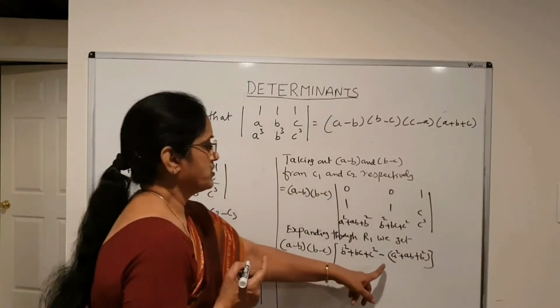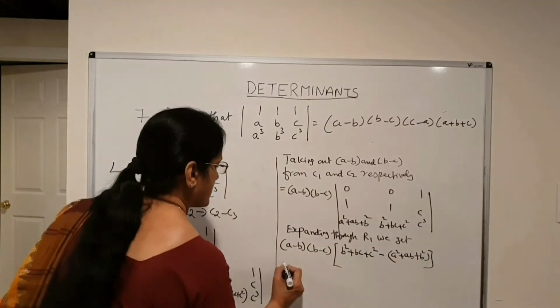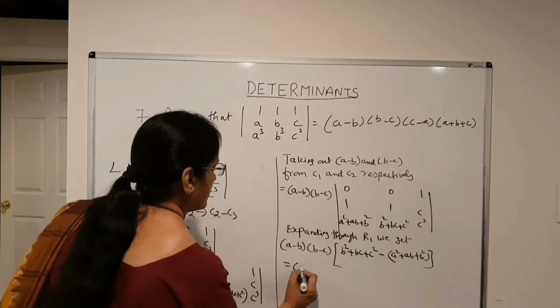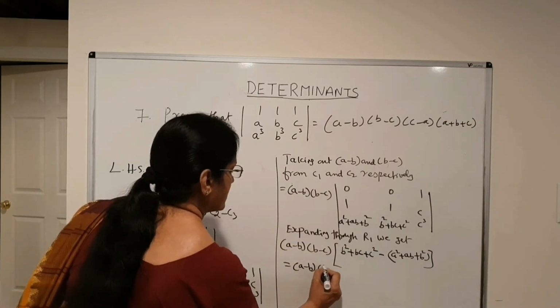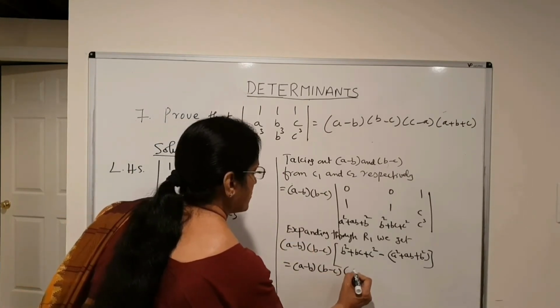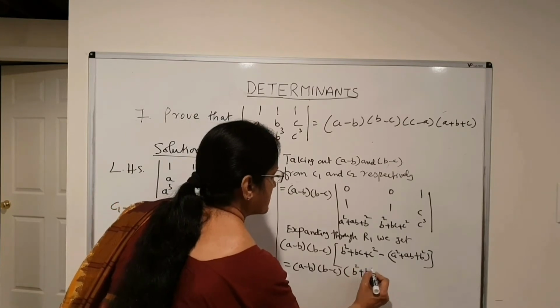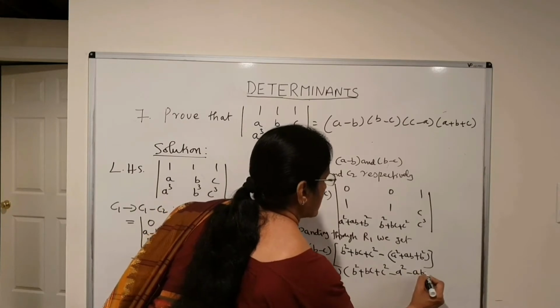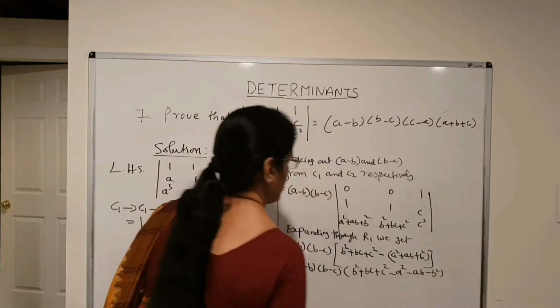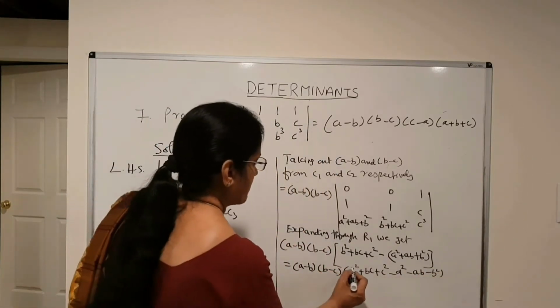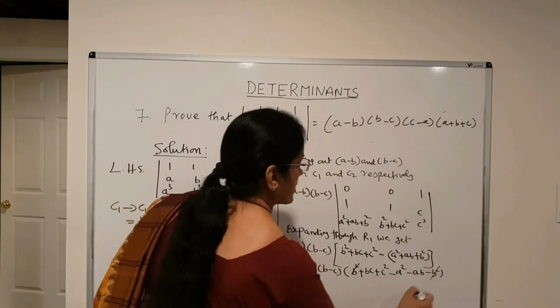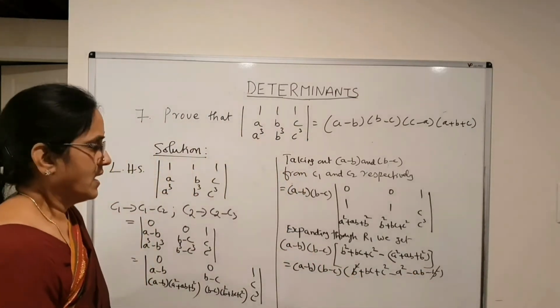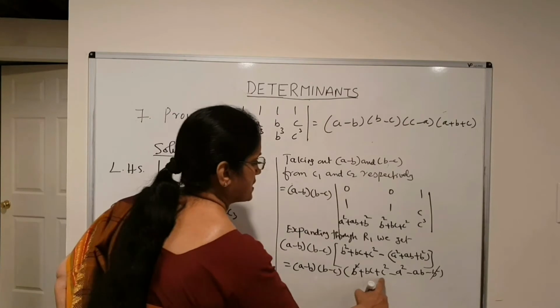Now, let me remove the bracket over here. I will be getting LHS is equal to A minus B into B minus C into B square plus BC plus C square minus A square minus AB minus B square. Now, if I look at it, plus B square minus B square will get cancelled. Now, I will be left with only these four terms.